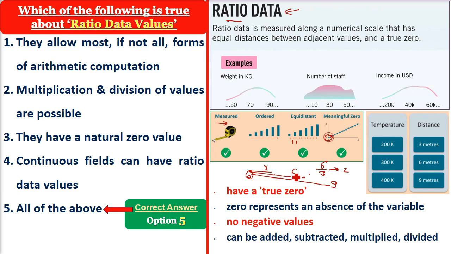So ratio data is measured along a numerical scale that has equal distance, adjacent values, and a true zero. For example, take income: 20k, it can be 40k, it can be 60k, but 60k is 3 times 20k. So you start with 0, that is, somebody may have no income. So 0 is very important in the ratio scale, and comparison is also very important in this scale: 60 by 20. So you can say that 60 is 3 times more than 20.